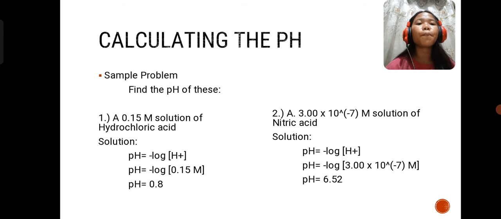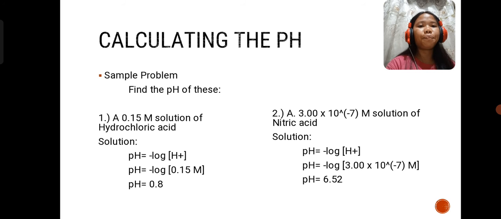Same with sample problem number 2: a 3.00 times 10 raised to the power of negative 7 molarity solution of nitric acid. That is the given. You will still find the pH, with the same procedure: enter the negative logarithm, enclose the given molarity, which is 3.00 times 10 raised to the power of negative 7, and that will result to 6.52. So yeah, I hope you do understand.